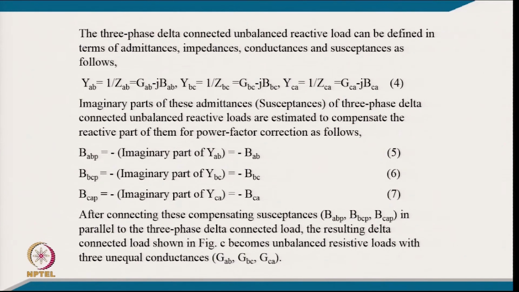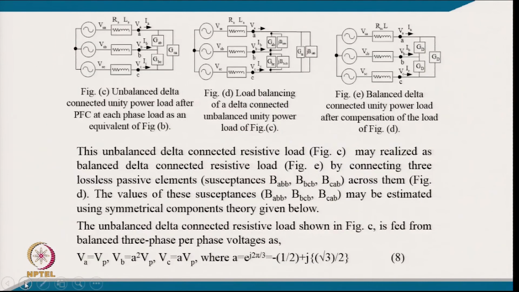After connecting these compensating components in parallel to the 3-phase delta connected unbalanced load, the resulting delta connected load shown in the figure becomes an unbalanced resistive load with unequal conductances GAB, GBC and GCA. So, it now becomes a resistive network of unbalanced load, and you can see in this figure that we have all 3 conductances equivalent to a resistive but unbalanced load on a 3-phase 3-wire system.